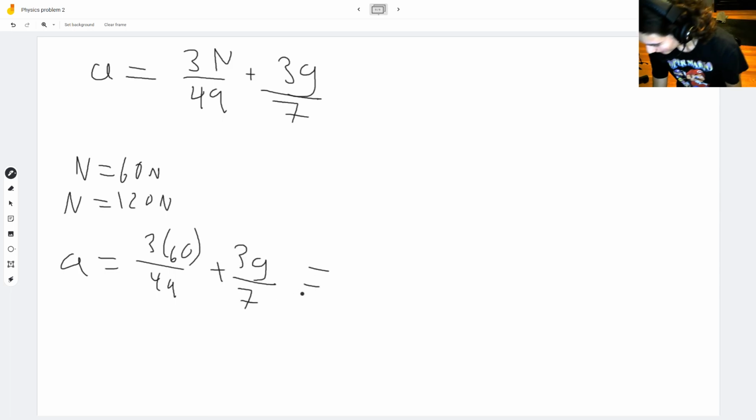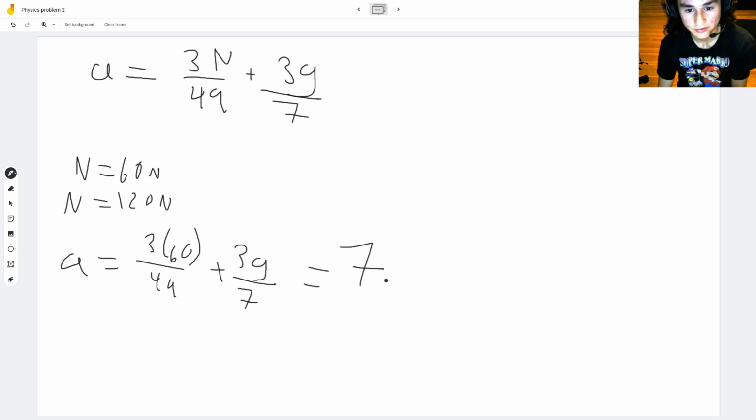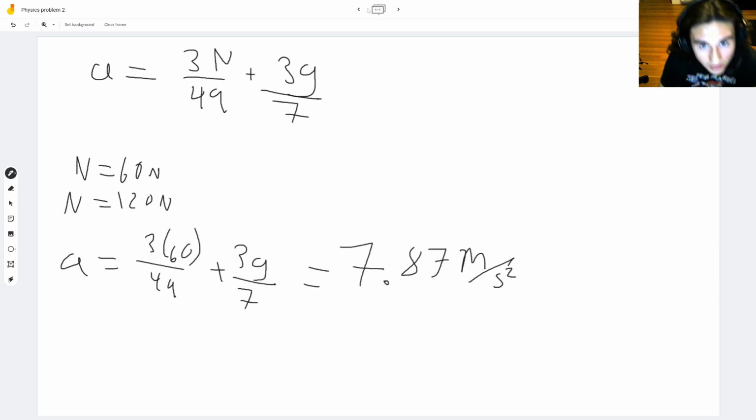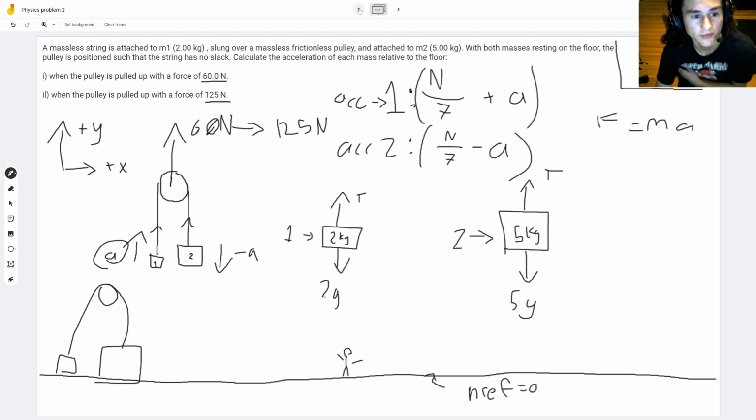And when we plug that into a calculator, we should get a value of 7.87 meters per second squared. So now, again, this is only the value of the acceleration with reference to this. We want to find it to the ground, so then we're going to take our value of a and then just put it into these two equations.